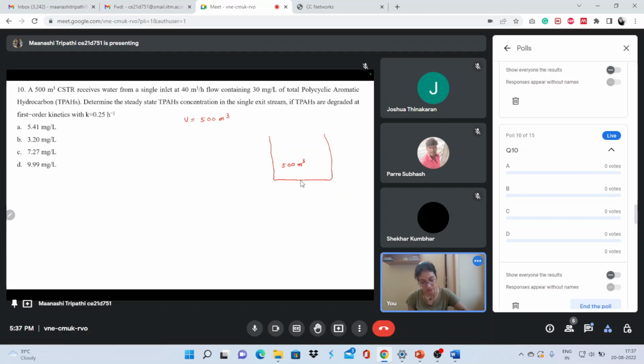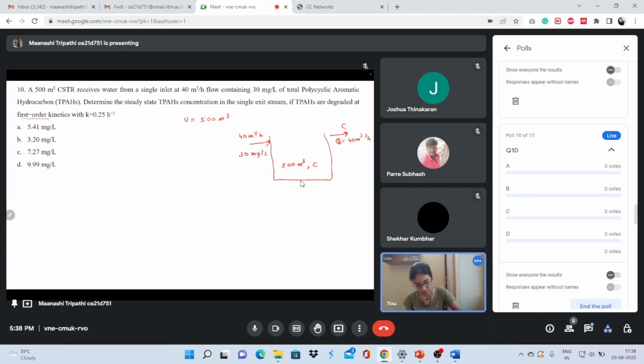Water from single inlet. So water is coming, means Q in is 40 meter cube per hour and containing how much contaminant? 30 mg per liter. And take care of the units as well. So we need to tell steady state TPH concentration, means we need to tell C here as well as C going out, because as we know these two C will be same. So same C I have written here in both the places. And what will be the Q? Same Q which is coming in will go out. And this is saying first order kinetics.